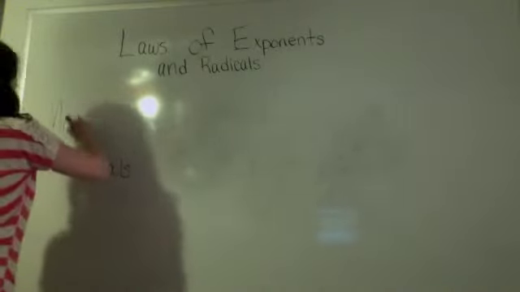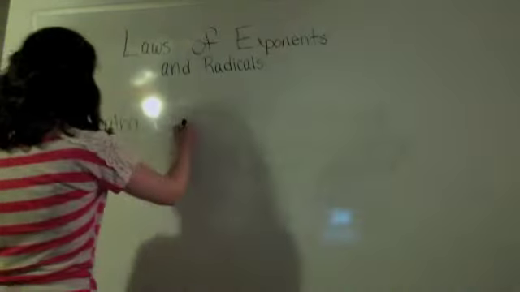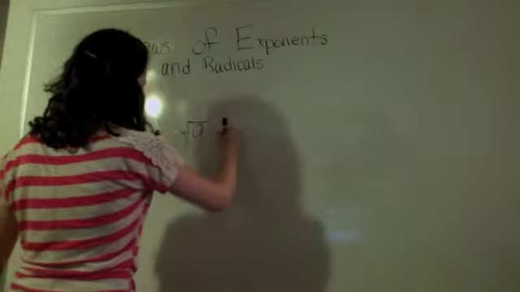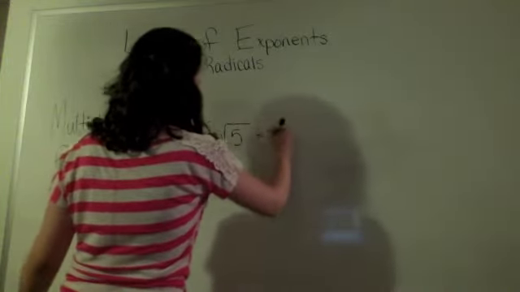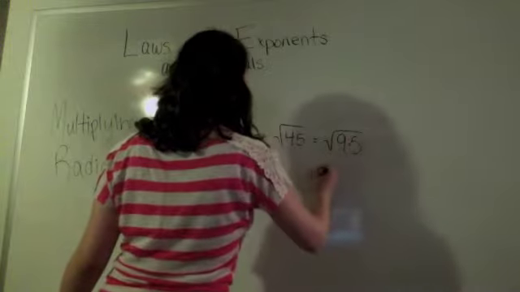Multiplying radicals. When you multiply radicals, you multiply the numbers under the radicals and then simplify it. In example 10, you have the square root of 9 times the square root of 5. That gives you the square root of 45, and then you simplify it to 3 times the square root of 5.